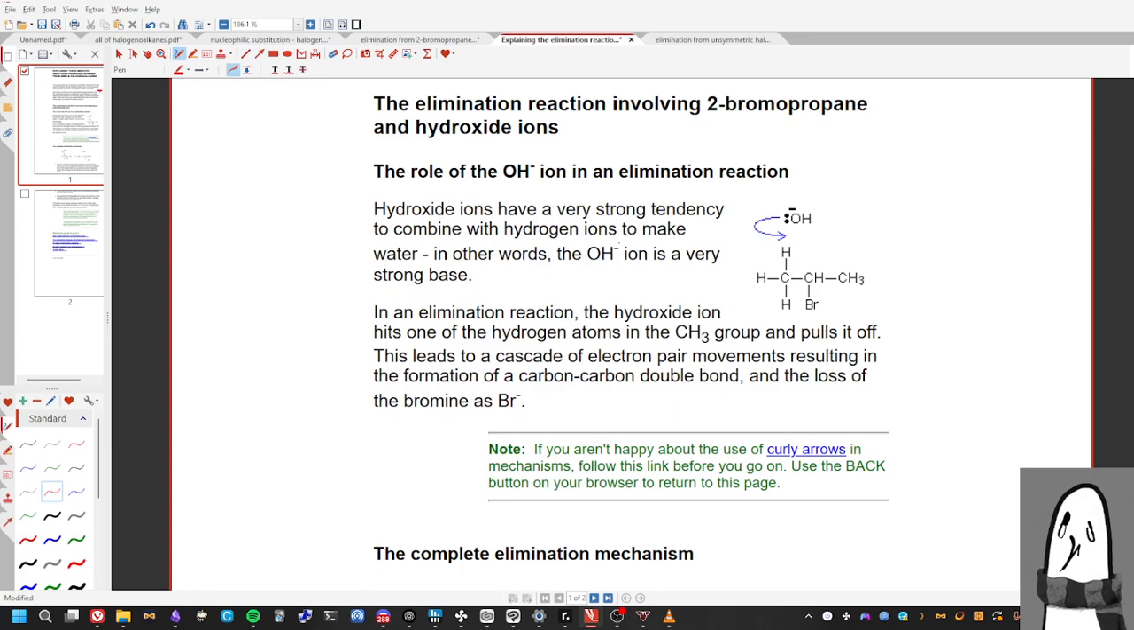So it's a cascade. First, you start off with the hydrogen atom getting pulled off, so it gets pulled off into there. Then immediately, a cascade of electron pair movements causes a double bond to form, which results in the loss of Br as Br minus, because this takes it and just leaves. And it needs to, because one-to-two bonds are already present.